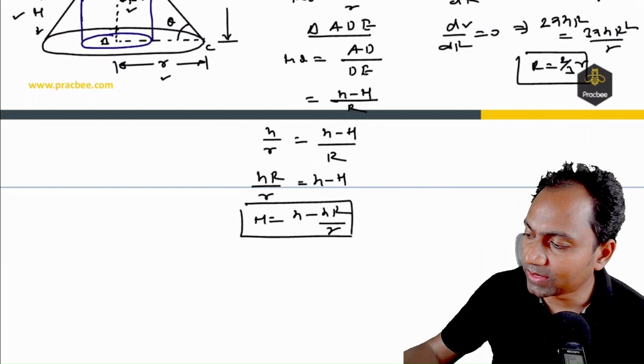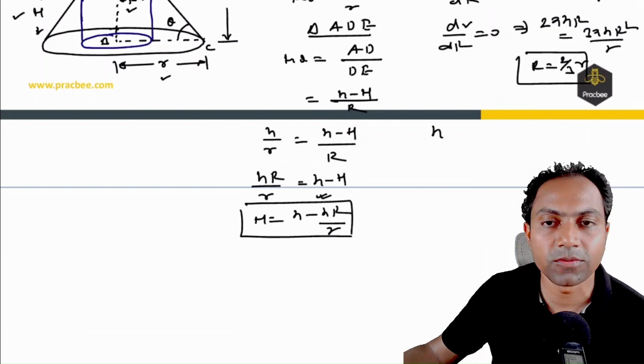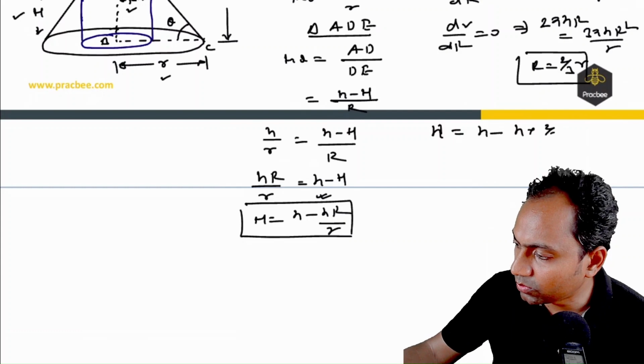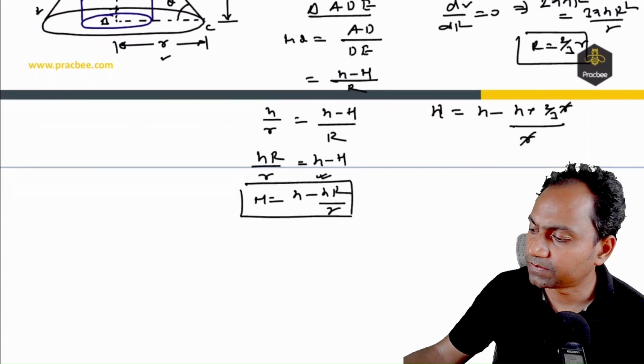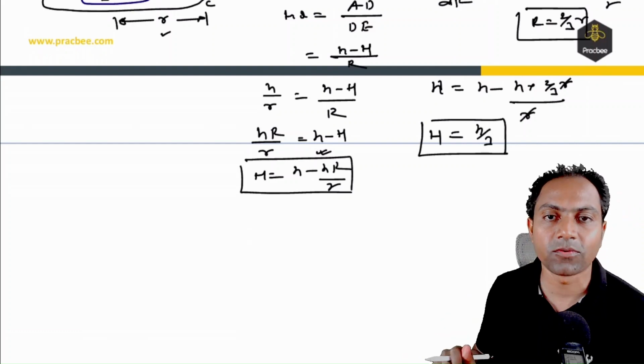Now since I want to find the value of h, let us put it in this expression that we have got earlier. The value of capital H comes out to be h minus h into 2 by 3 r by r. R and r get cancelled out. And what we have got is h by 3. So the first result that they wanted us to prove, we have already proved.